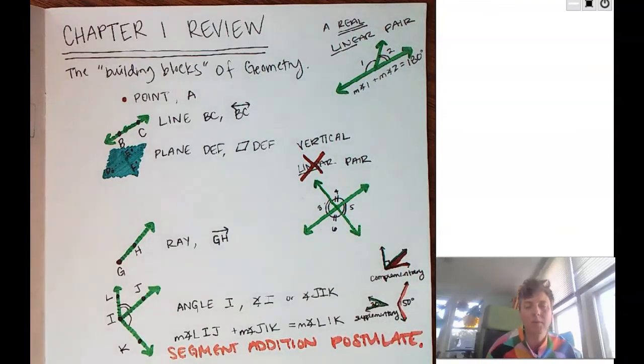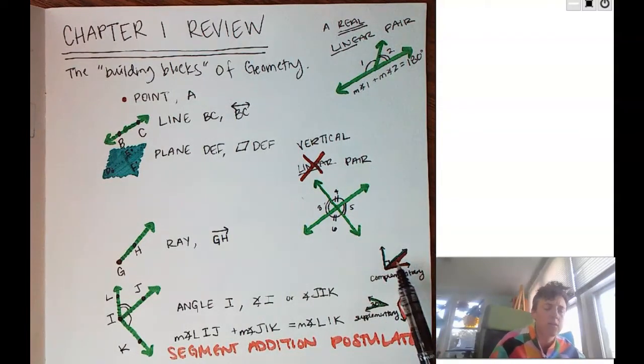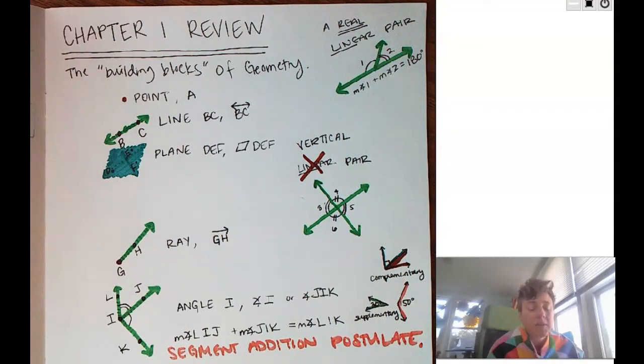Now I drew this on purpose. These two angles were next to each other. These two angles were not next to each other. It could have been the other way around. These two angles could have been not next to each other, and these two angles could have been next to each other. To be complementary, you just have to add to 90. You can be far away. To be supplementary, you just have to add to 180. You could be far away, or you could be right next to each other. It's your choice.